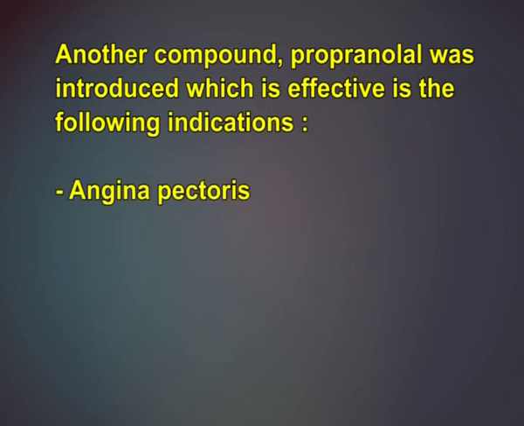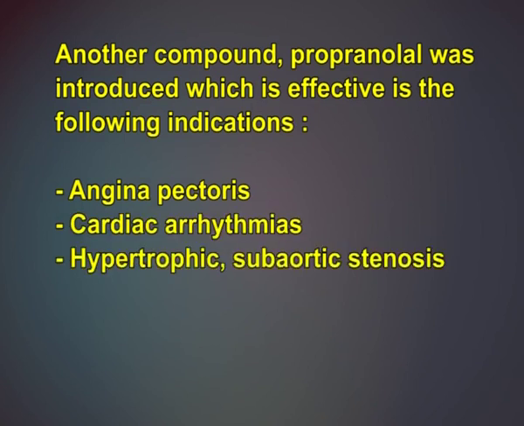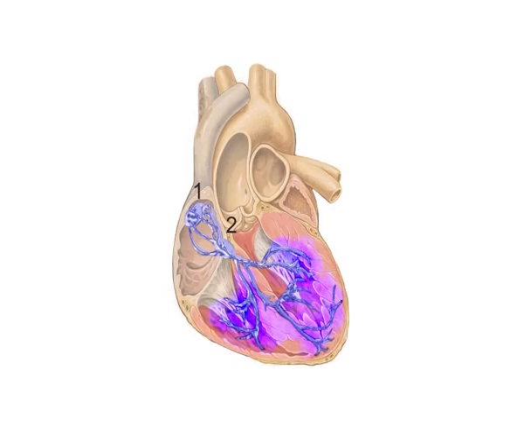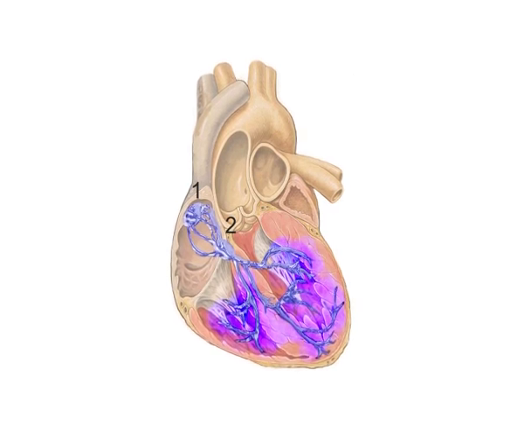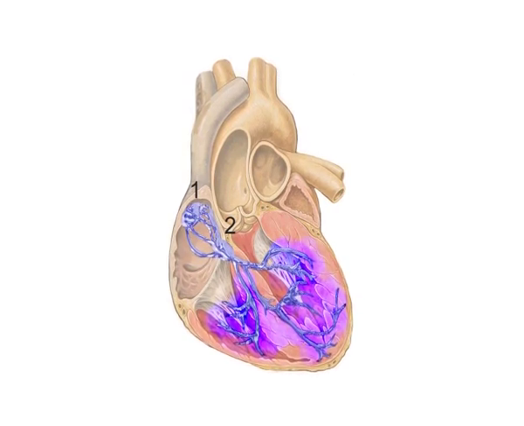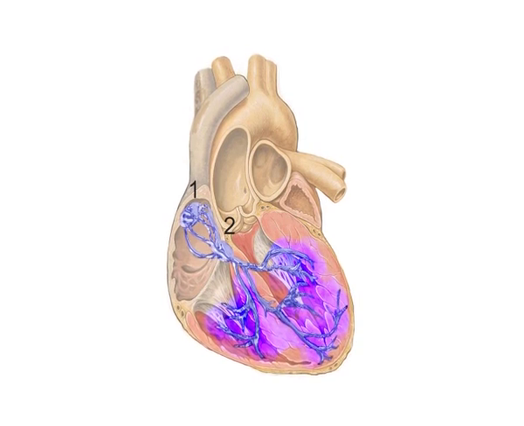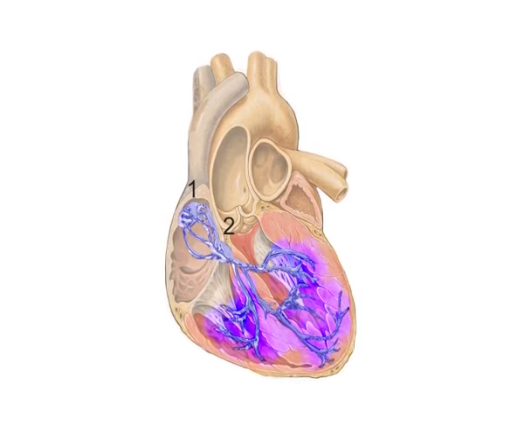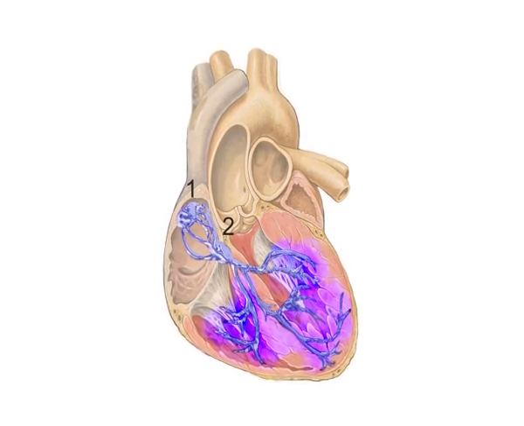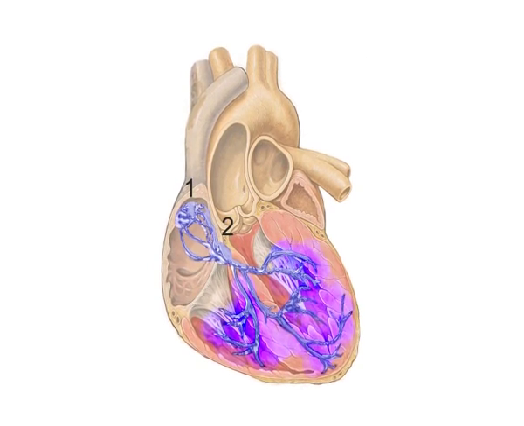First, angina pectoris. Second, cardiac arrhythmias. Third, hypertrophic subaortic stenosis. And fourth, pheochromocytoma. It, however, slows atrioventricular conduction, promotes bronchoconstriction, lowers plasma renin activity and may cause hypoglycemia.